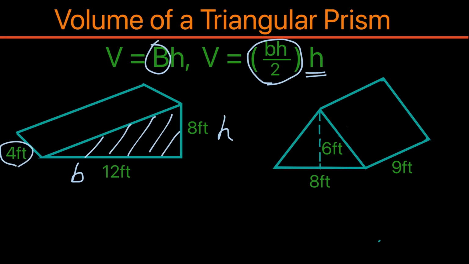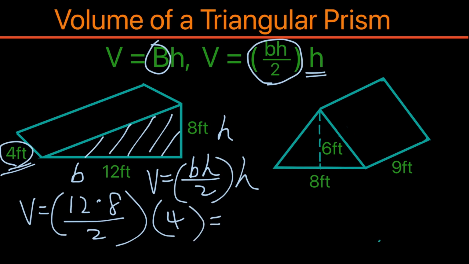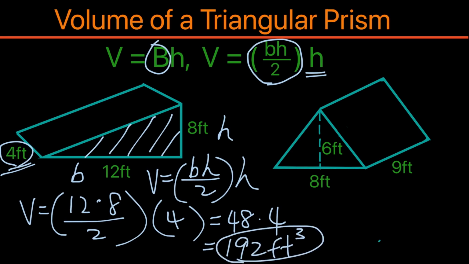And now all we gotta do is plug it in. So we'll use the volume of base times height over 2 times h. And base is 12, height is 8, divided by 2. Then we want to times by 4. So 12 times 8 is 96, divided by 2 is 48. Then we times that by 4. And that gives us 192 cubic feet is the volume of the first triangular prism.